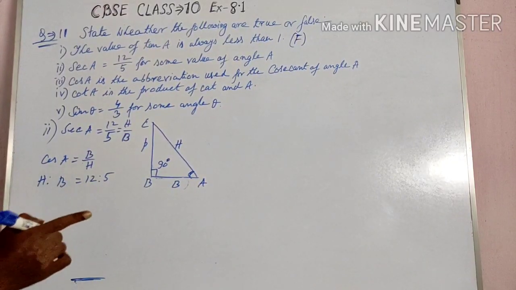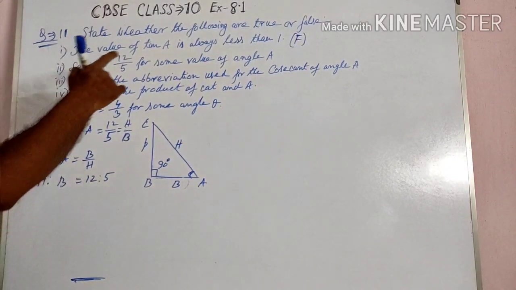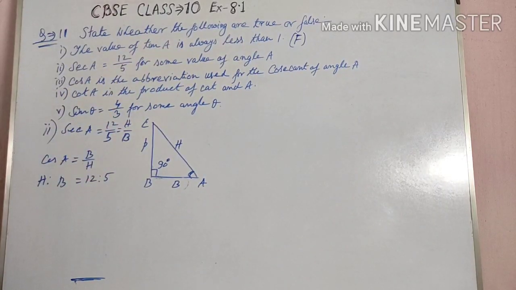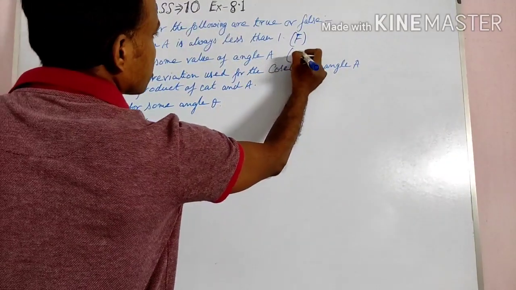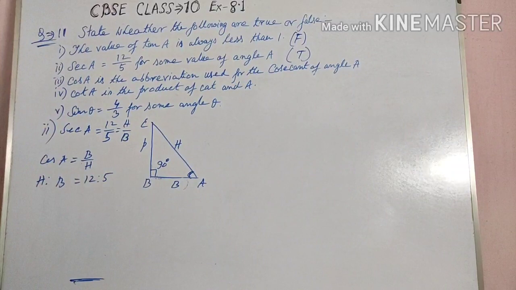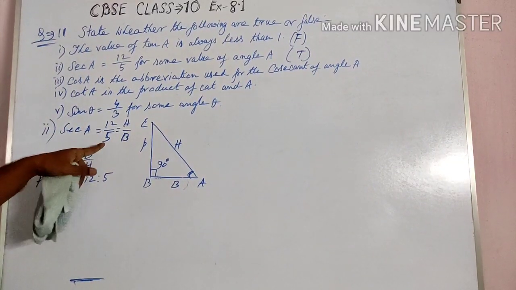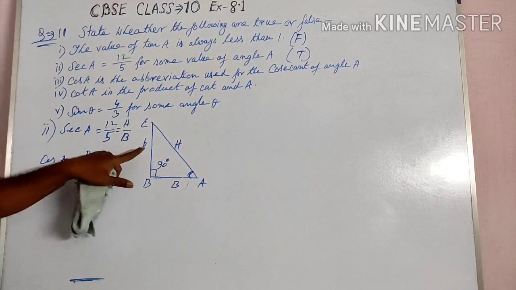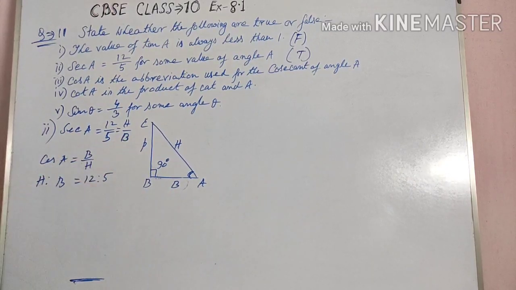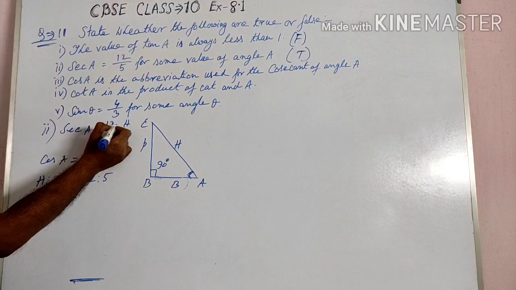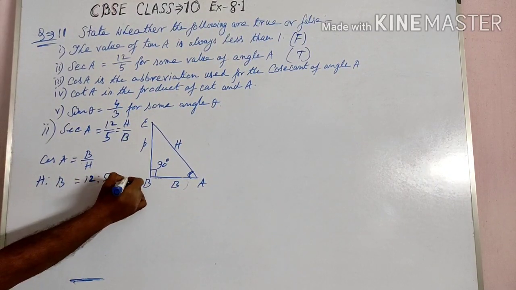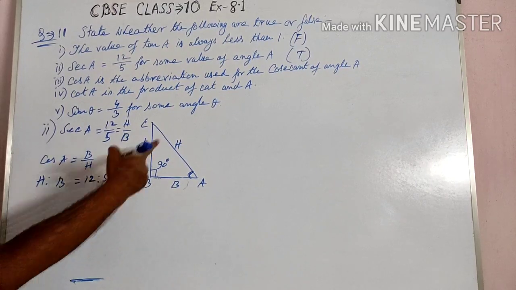So it is possible. So for some value of A, sec A is equal to 12 by 5 is true, because we know that sec A is equal to 12 by 5, that is hypotenuse by base. Hypotenuse must always be greater than perpendicular or base. Here the hypotenuse to base ratio is 12 to 5, so it is possible. So this is true.